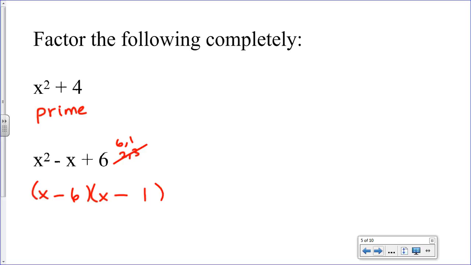Let's try both negatives again. Negative 1x and negative 6x. Does that give me negative x? No. What about plus 6, plus 4? No. This one is also prime. You have to try every possibility before you can say it's prime. You can't do one positive, one negative because you have to multiply to be a positive 6. Questions about that?